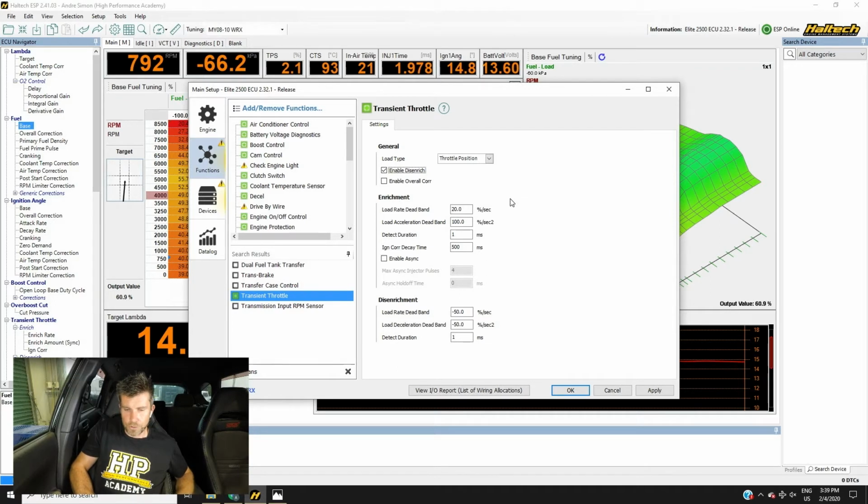Then we're going to go through our enrichment parameters, so what we've got available here. Now, if you do need more information on this, it is all available in the Haltech information, but I'm just going to explain it in my own language here.